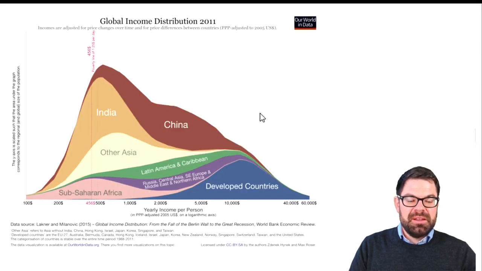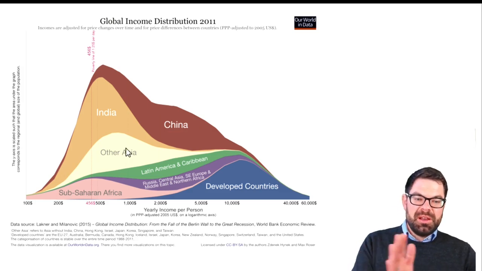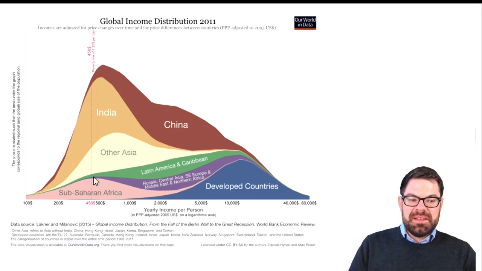So that time series on that page only goes to 2011. It would actually be interesting to update that. But you can see here that especially China and to some extent also India moved a lot to the right. And we can still see that sub-Saharan Africa still has a lot of people below this poverty line, but of course also has some people who earn a lot, just not very many.